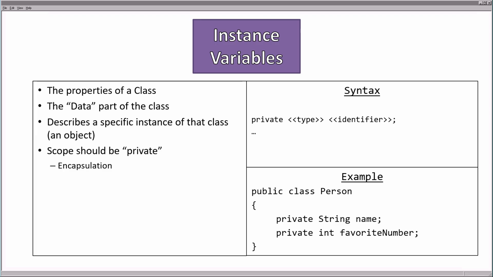So in our example, as we can see in the previous one, we already defined this public class person. Now we have the 2 instance variables called name and favorite number, both of which their scope is private.